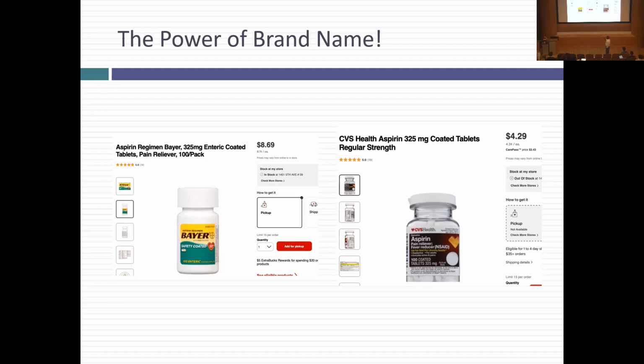There's the Bayer aspirin, 8.69. There's the CVS aspirin, 4.29. Exactly the same ingredients, right? Why is the Bayer aspirin priced higher? Because that's brand name power. You can do the same thing with Sudafed; you've got the generic version. Pretty much all of those allergy medications are now off patent. You can see what the difference is.